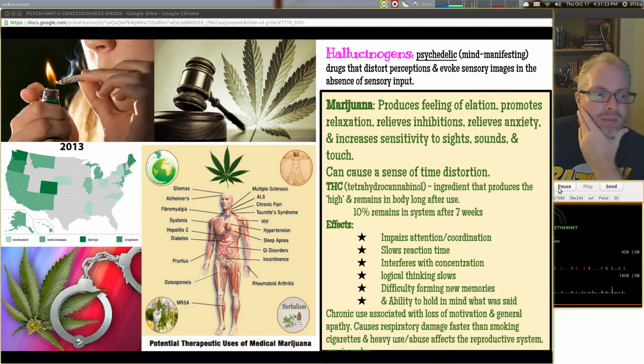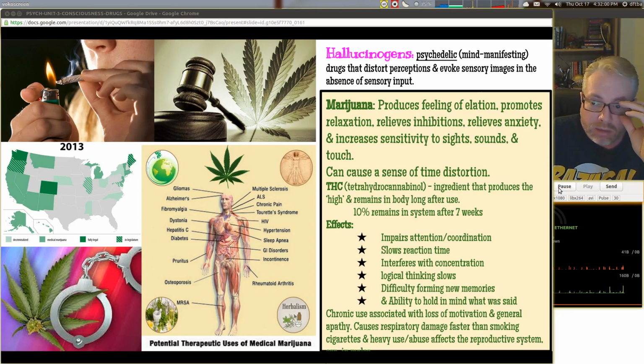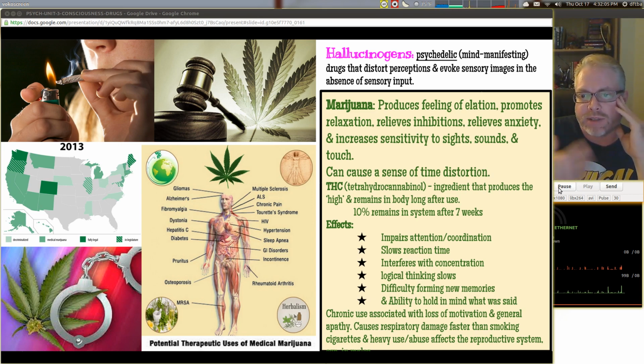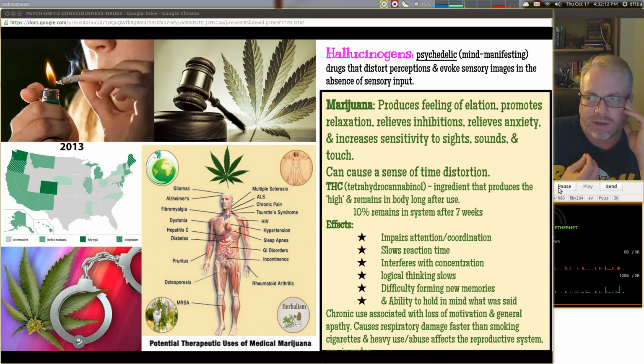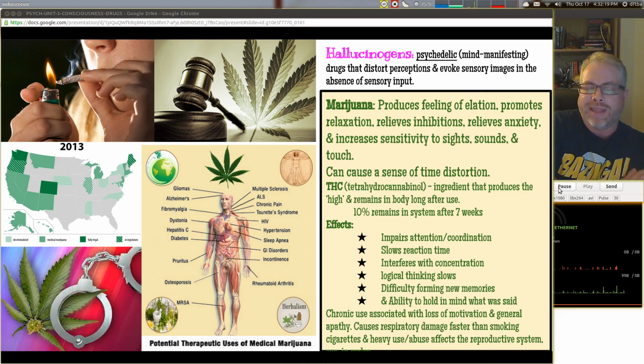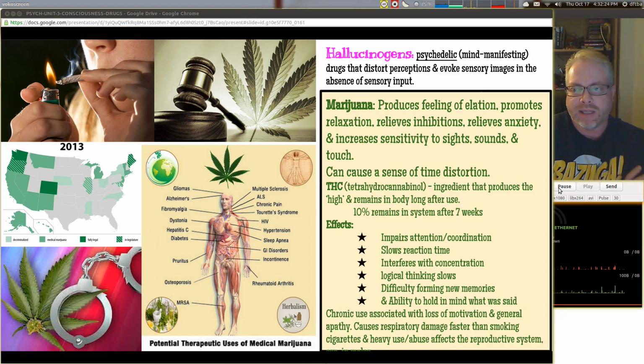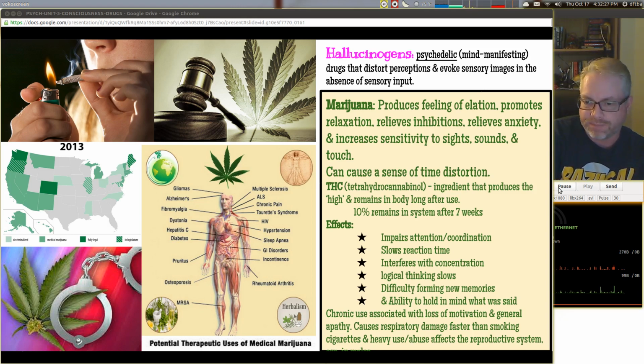As I was saying about hallucinogens, they can produce feelings of elation and promote relaxation. Marijuana can. It relieves inhibitions, relieves anxiety, and it can increase sensitivity to sounds and sights and touch. It can cause a sense of time distortion. THC is the active chemical in it, and its ingredients produce the high that a person would feel. And it remains in the body for a long time. For 7 weeks, at least 10% of it remains in your system.